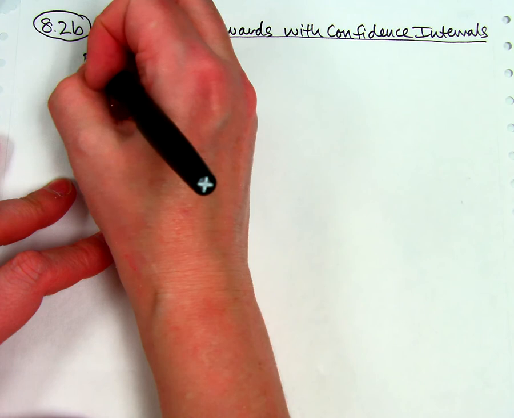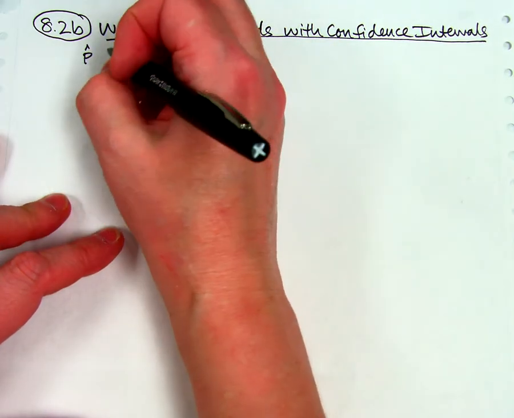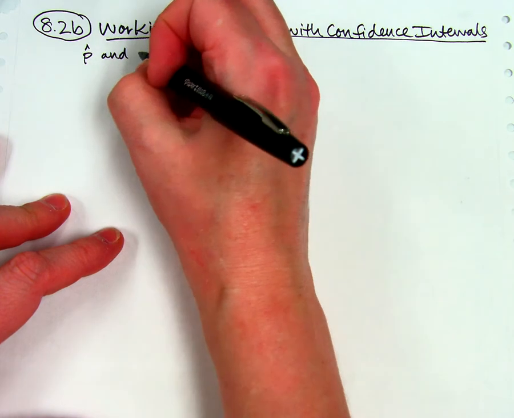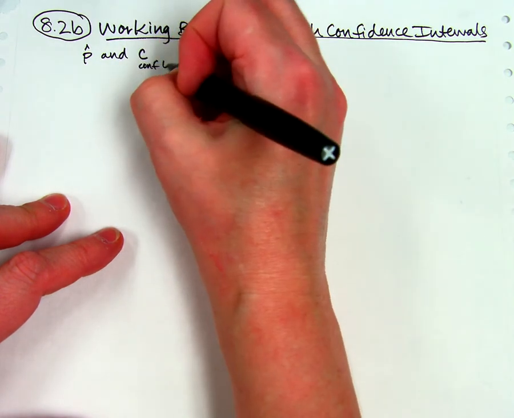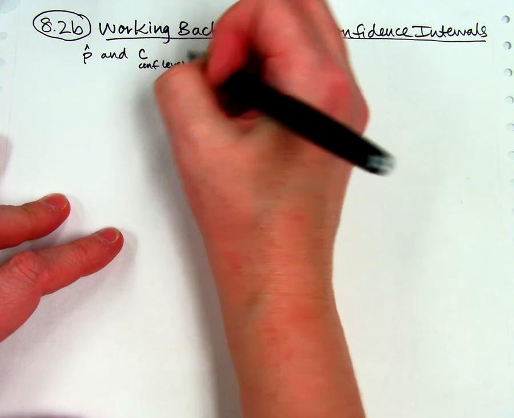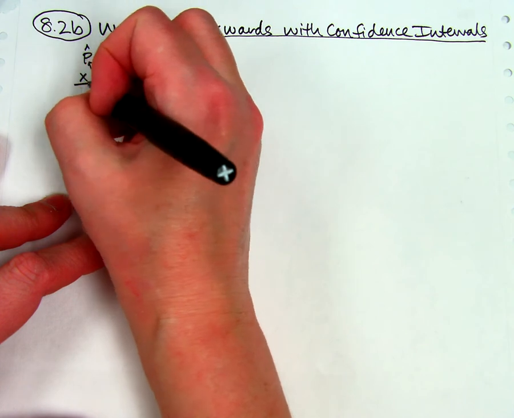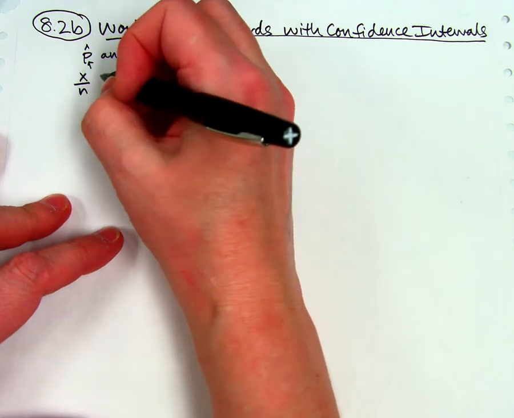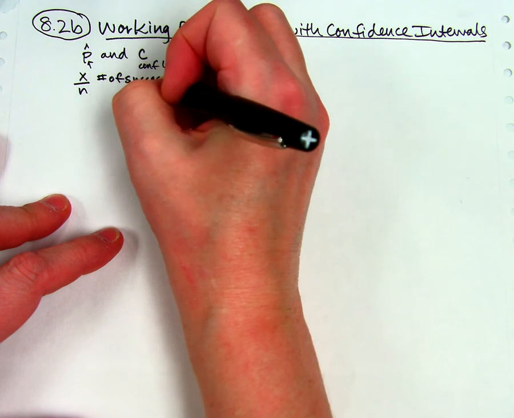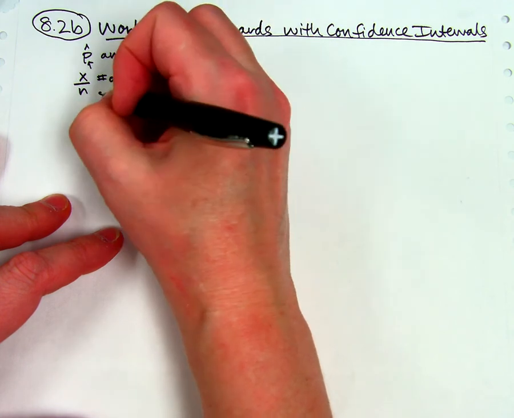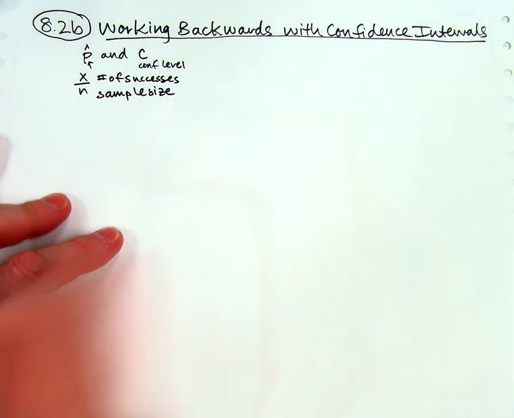We know we're going to take a sample and find p hat. And so say we know p hat and we know the confidence level C, which is usually 95%, but not always. Remember that p hat is our x value divided by our n value, or number of successes divided by the sample size.